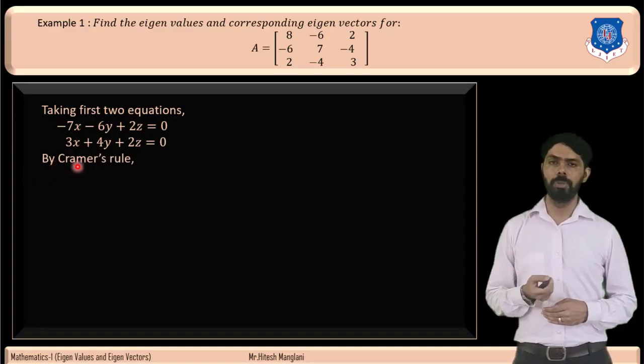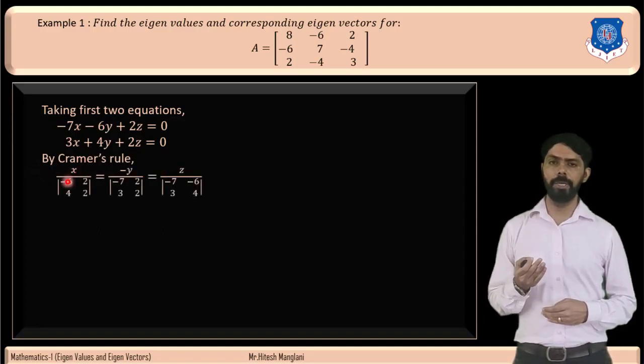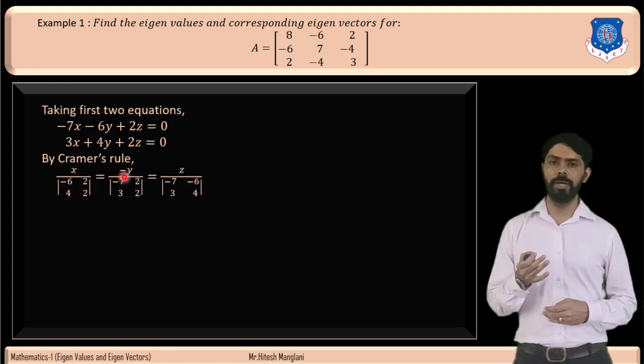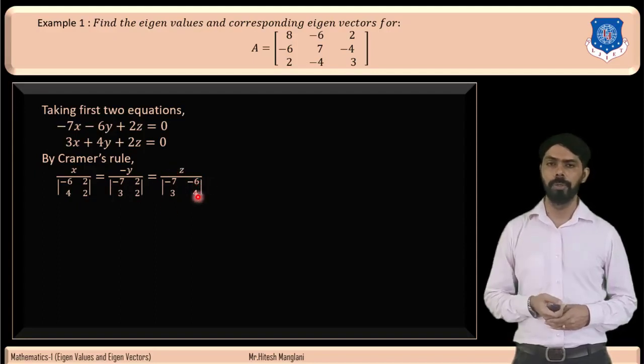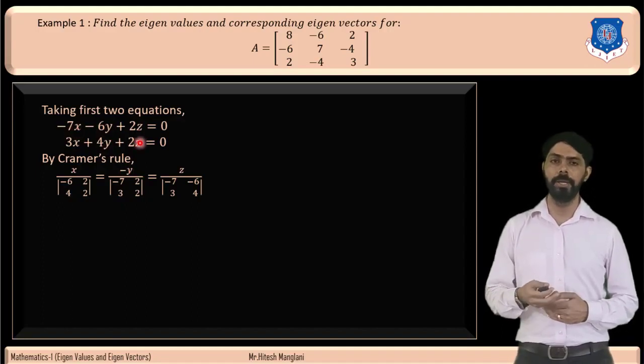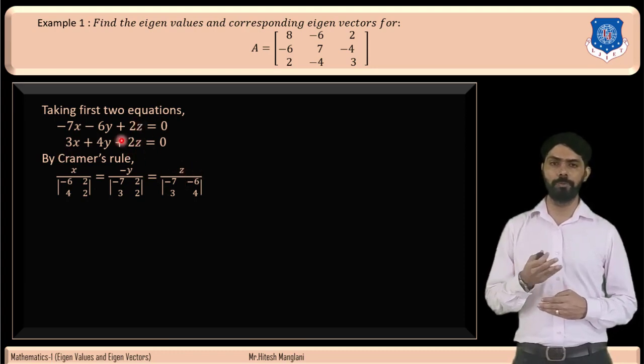So by Cramer's rule, x divided by determinant of minus 6, 2, 4, 2 is equal to minus y divided by determinant of minus 7, 2, 3, 2 is equal to z divided by determinant of minus 7, minus 6, 3, 4. Here if we have to write down for x, then we will hide x and we will write down the coefficients of y and z. For y, we will hide y and write down the coefficients of x and z. And for z, we will hide z and write down the coefficients of x and y.